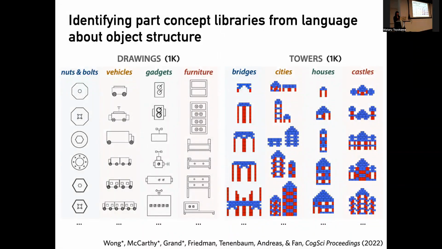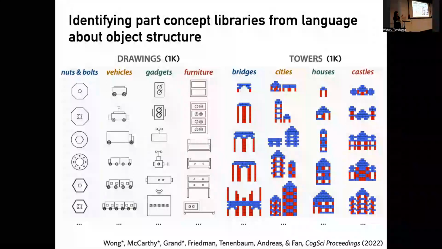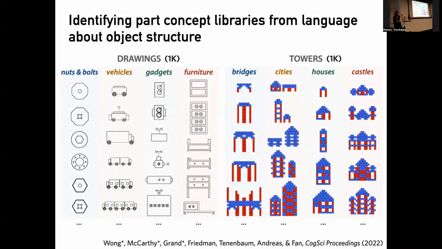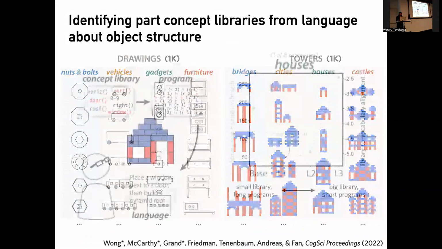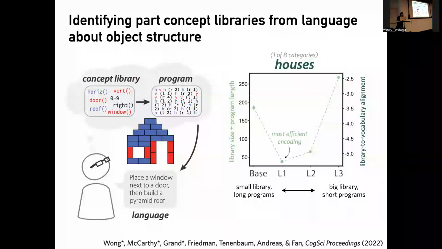So you can get a sense of the kind of variation both within and between categories. You can see that we've nicknamed some of the subgroups within the drawings and towers by what we thought of them as evoking. And then what we did is ask people to write descriptions of several objects from each category that were detailed enough to allow someone else to then recreate the drawing or the block tower just based on that description. So that was the task, okay?